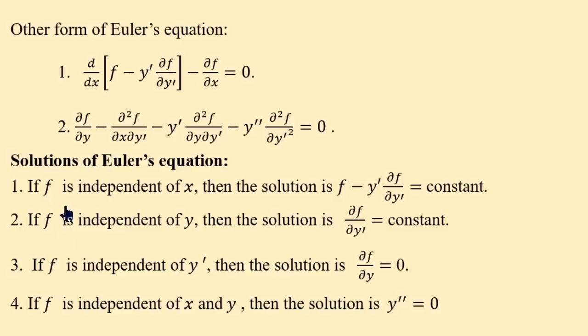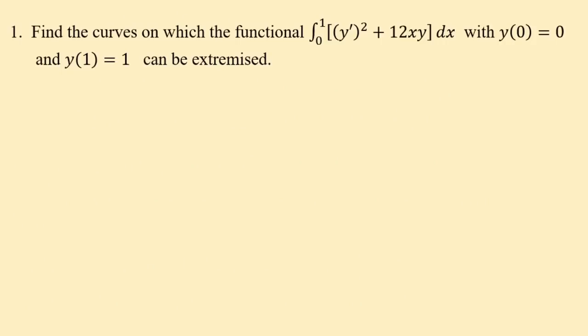Now we will discuss some direct problems. Find the curves on which the functional integral 0 to 1 of y dash square plus 12xy dx, with y at 0 is 0 and y at 1 is 1, can be extremized. Can be extremized means with these conditions, this functional is either maximum or minimum. Along which curve is this functional either maximum or minimum? Find that curve or curves.